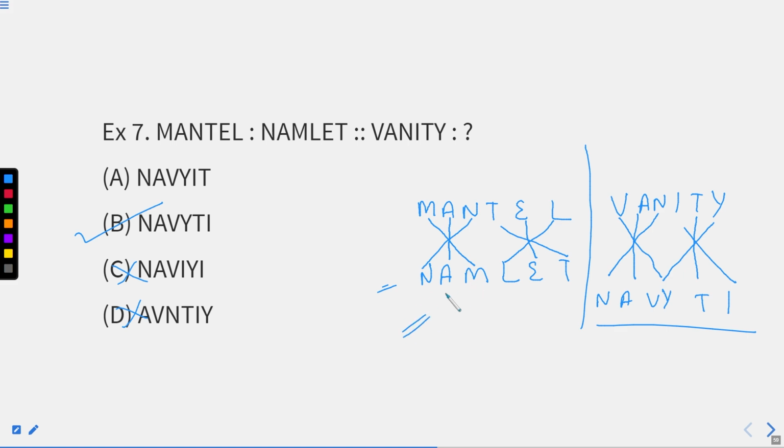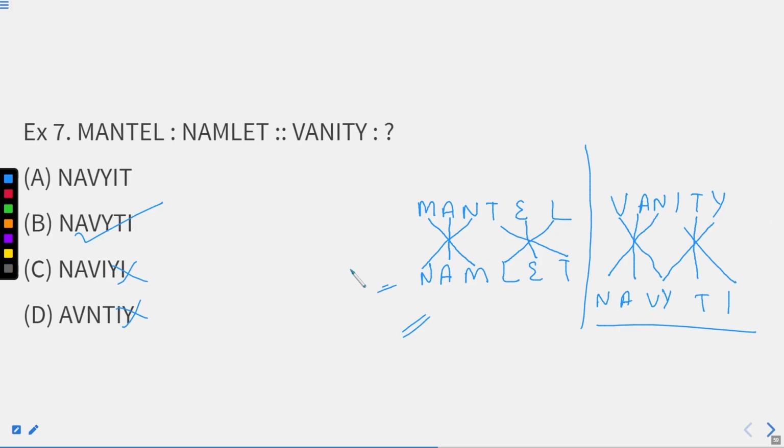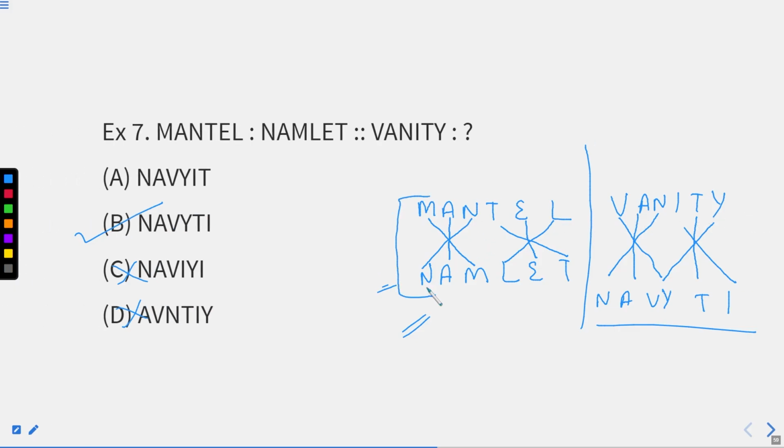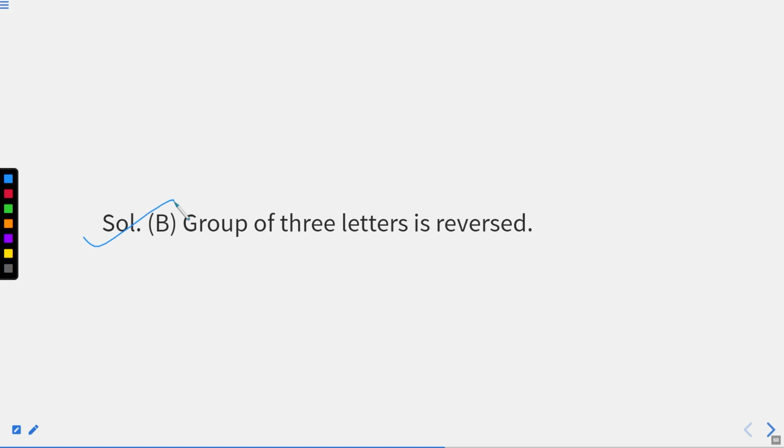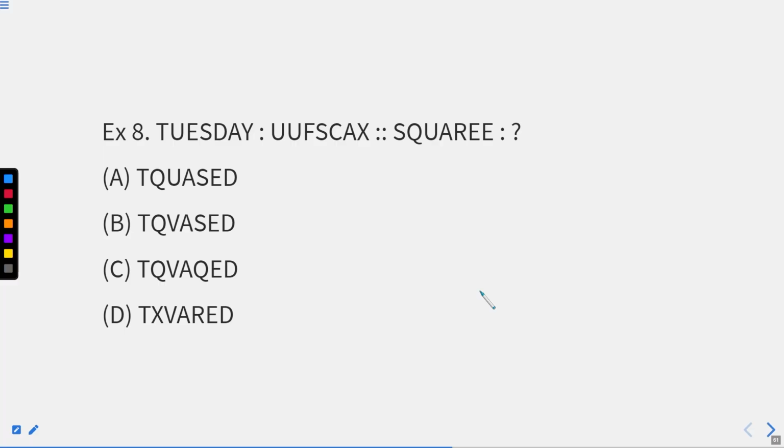I hope you are able to understand the concept behind this particular question as well. I hope you get the point as well, right? Now, you can write the answer as well. The group of 3 letters is reversed. Nothing else, right? We already know how we have derived this relation. This is the relation, right? As soon as you are able to find the relation between the words, then there is no problem in finding the answer, right? I hope this part is clear. I hope option number B, that is your answer, is also clear, right? Now, we are directly moving to the next question, where we are going to discuss some other things, right?